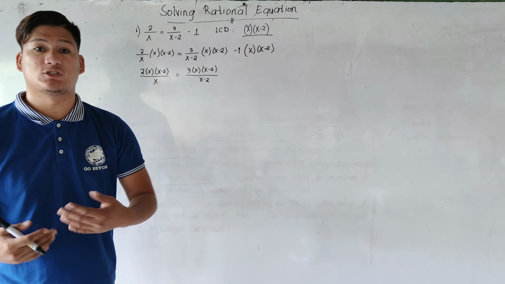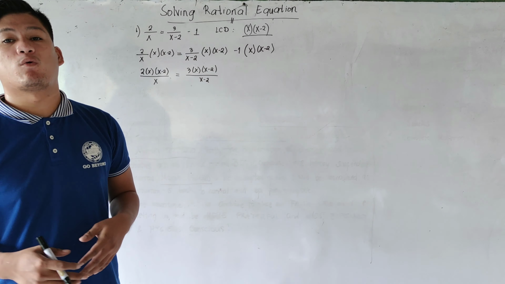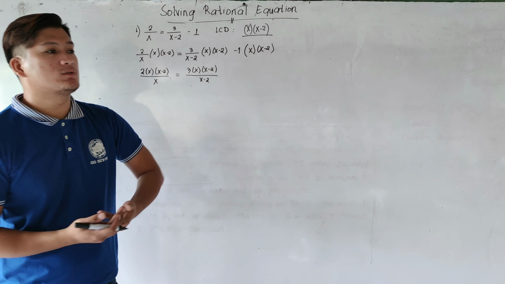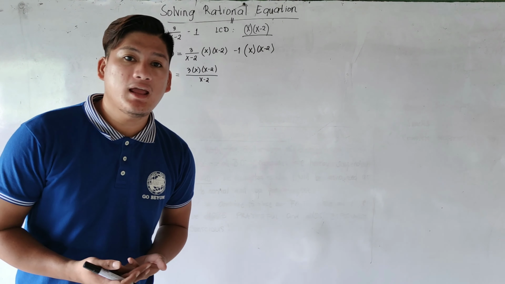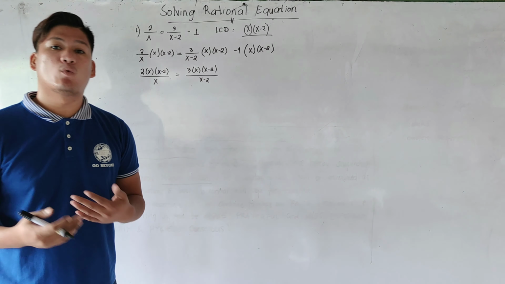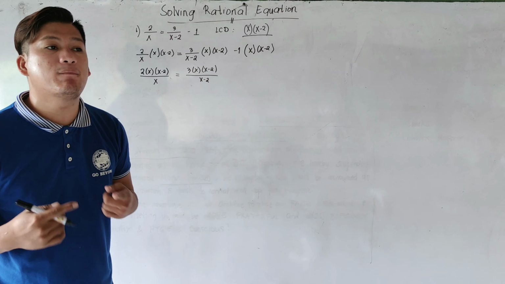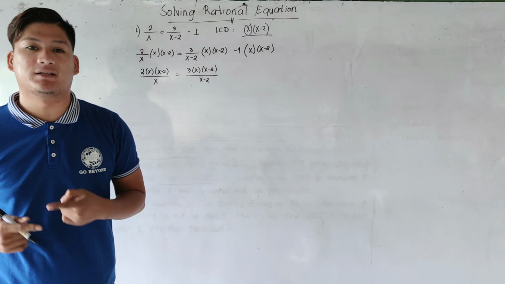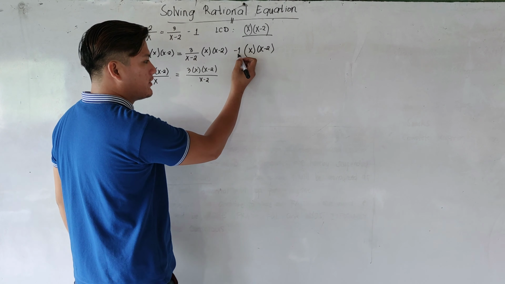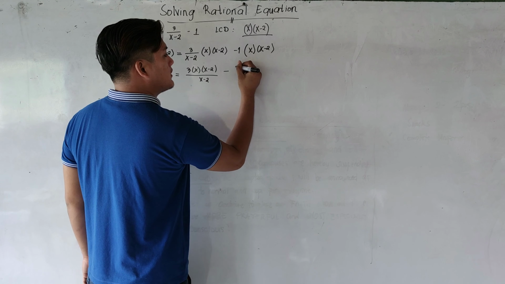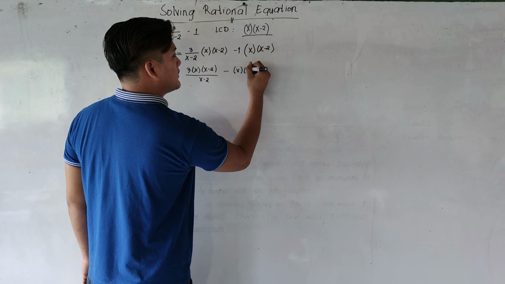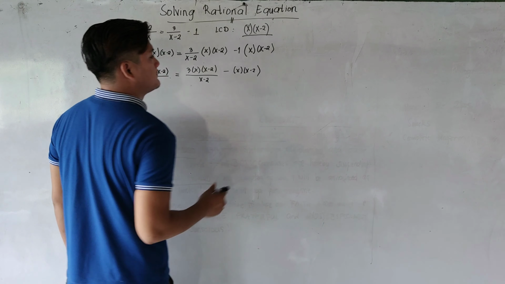and any number multiplied by 1 is equal to the number itself. Example, 12 times 1 is 12, 5 times 1 equals 5, 3 times 1 equals 3, 1,000 times 1 is equal to 1,000. So what we have here is 1, so copy negative x times x minus 2.